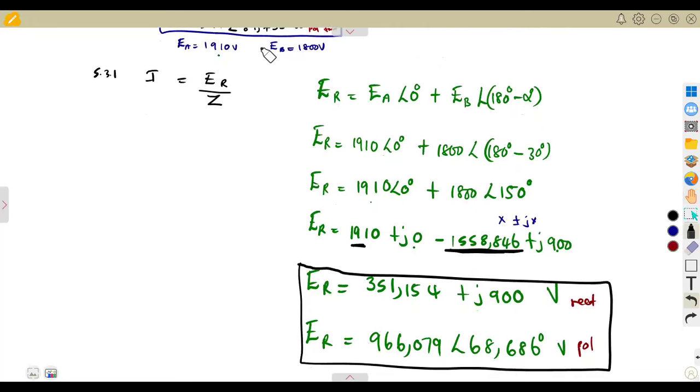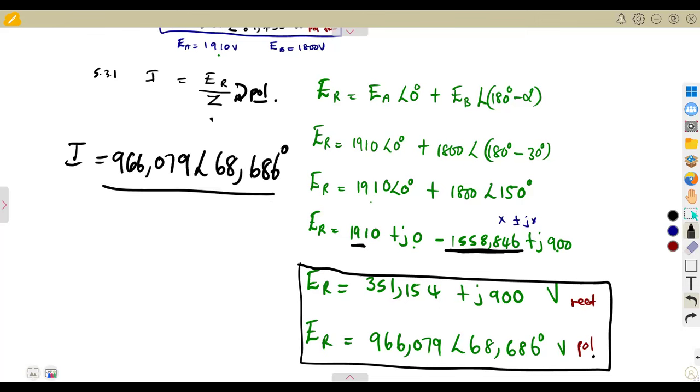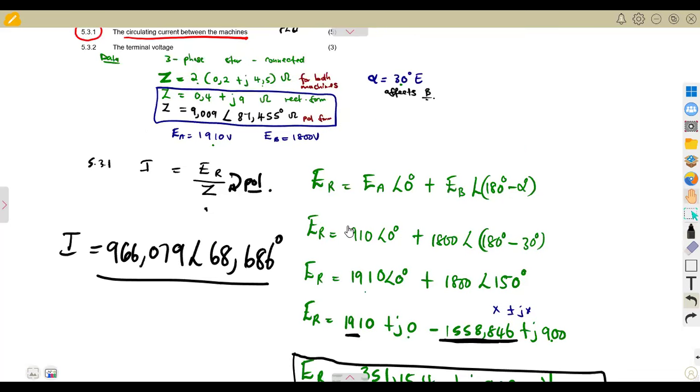So having this, we can remember we already have the Z, the impedance. So you must be careful now with division. Division is best done in polar form. So you are going to take your ER in polar form, 966.079 at an angle of 68.686 degrees. Then divide by the Z for both combined, which was 9,009 at an angle of 87.455 degrees. Division is best in polar form.